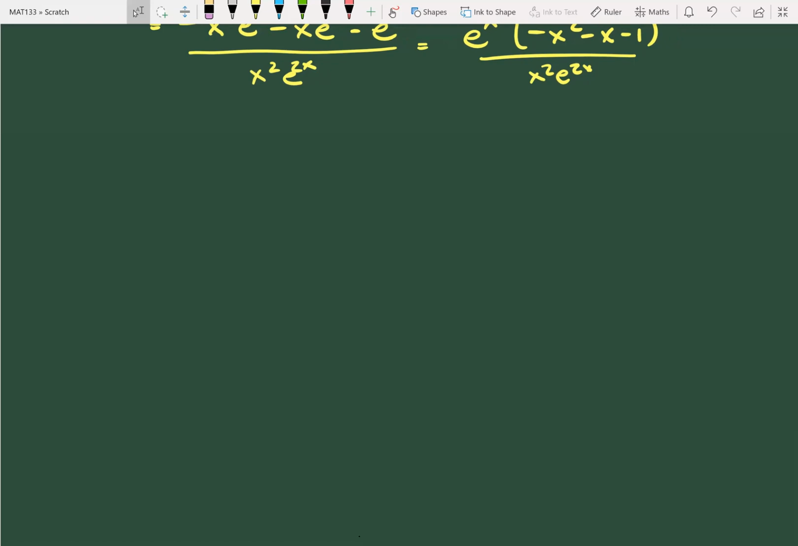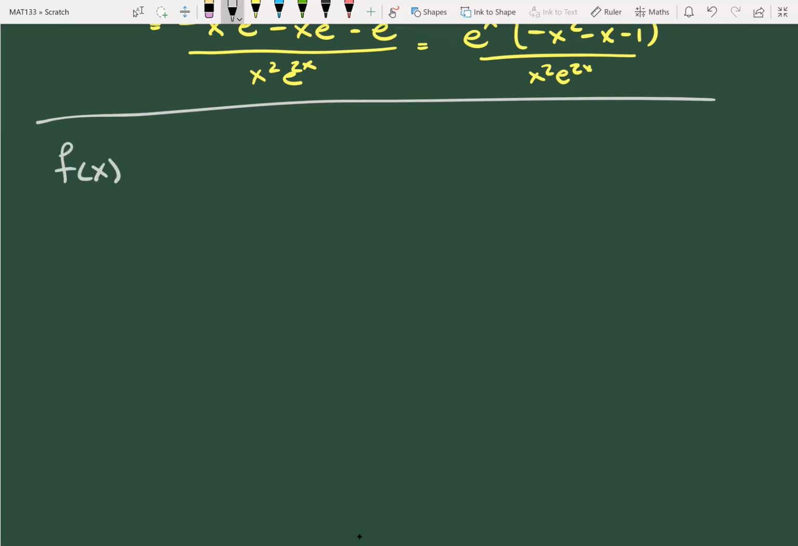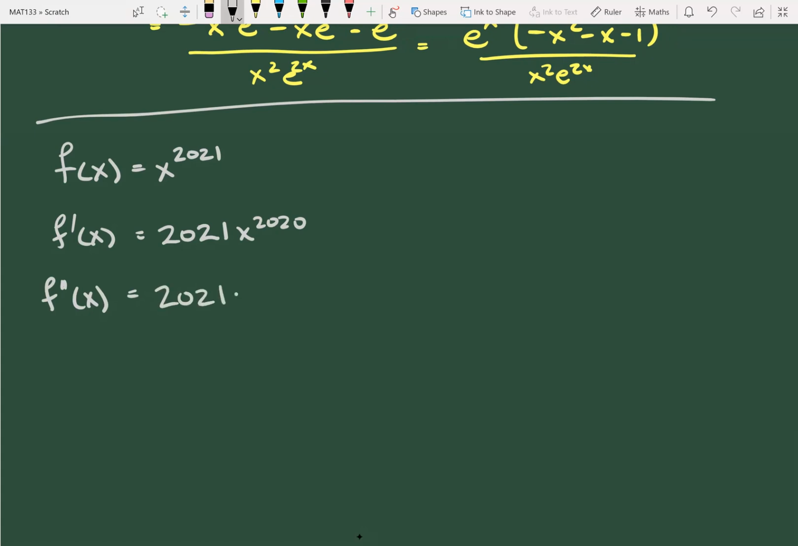Okay, so the key is to just do a couple of derivatives and see if you can find a pattern, right? So we've got f of x is x to the power of 2021. Let's just start computing derivatives and see what we get. So 2021 x to the 2020, right? That's what the power rule tells us. I'll do a couple, 3 or 4 derivatives, so that we can see what the pattern is.